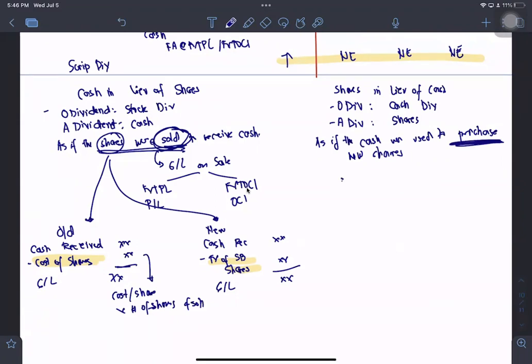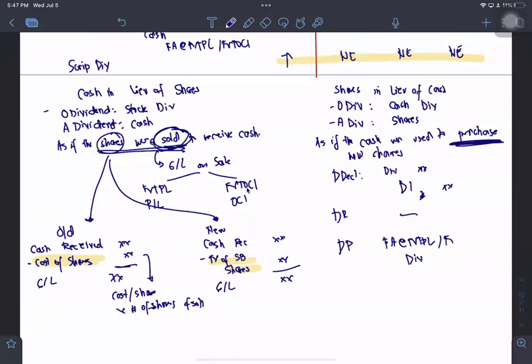Right? So what is your initial entry at the time of the cash dividend? At the date of declaration, your entry will be a debit to dividend receivable and a credit to dividend income. After that, at the date of record, no entry. And then at the date of payment, you receive shares. So you debit financial asset at FVTPL, and then you credit FVTPL or FVTOCI. And then you credit your dividend receivable.